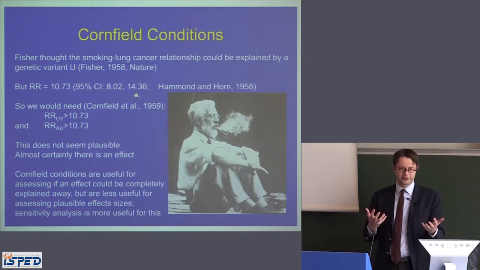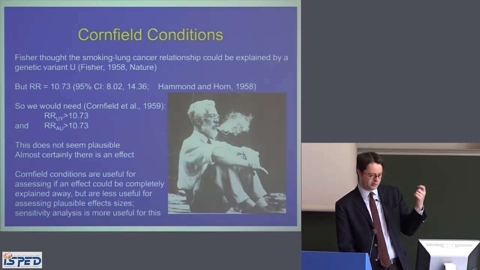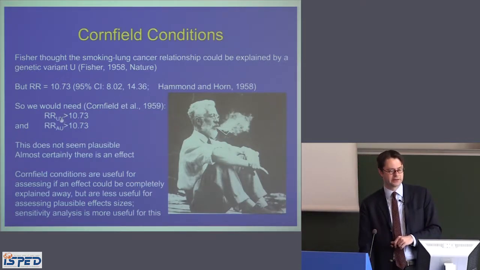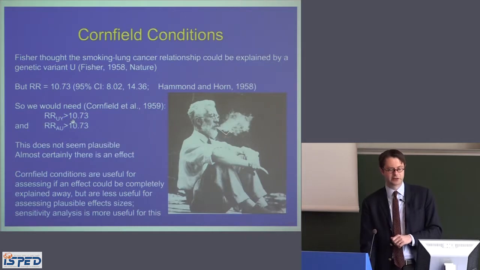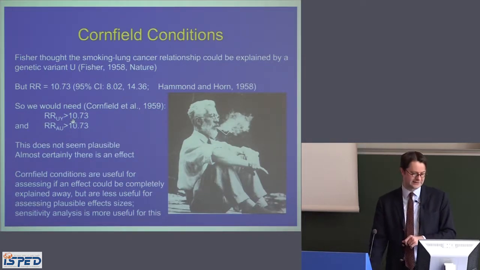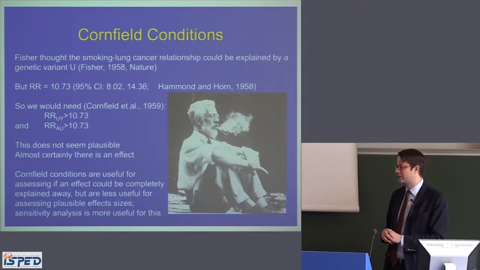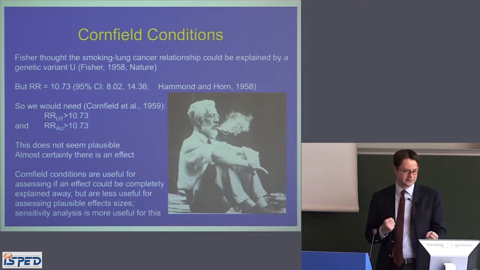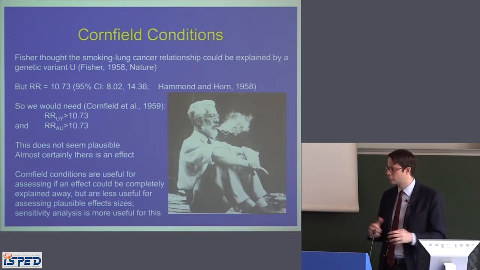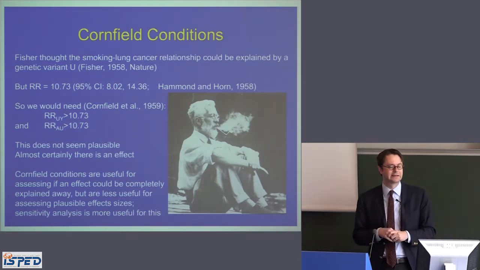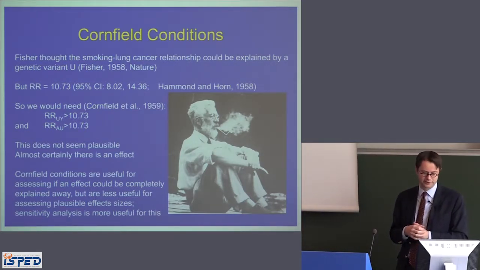So what the Cornfield conditions indicated, again, is that for that supposed variant to explain away the association, it would need to be associated with increased risk of lung cancer by at least 10-fold and also tenfold more likely present amongst those who were smoking than not. And that just didn't seem plausible. So it provided strong evidence that some, at least, of that smoking lung cancer association was in fact causal.